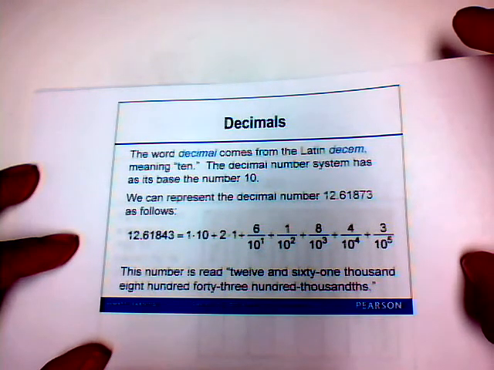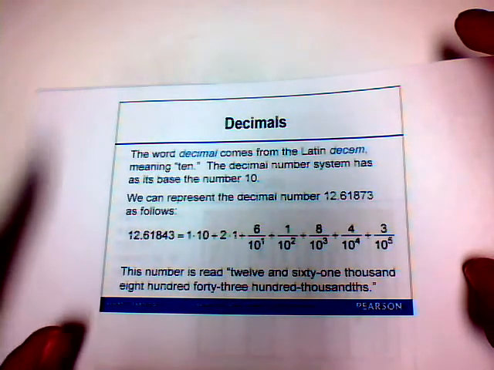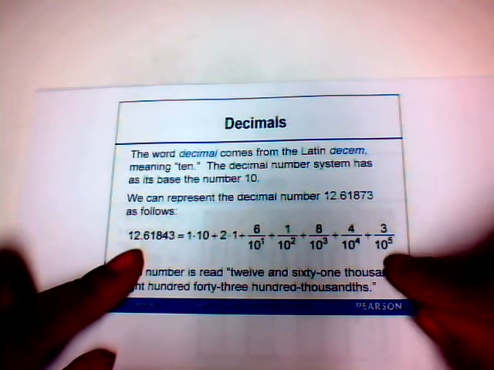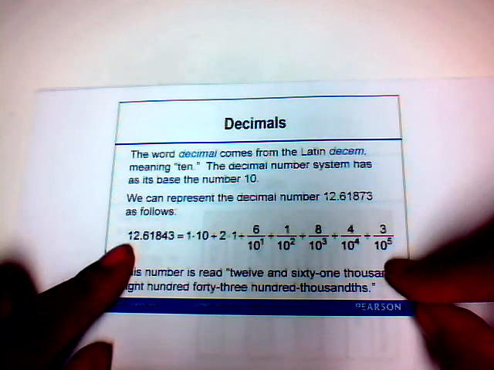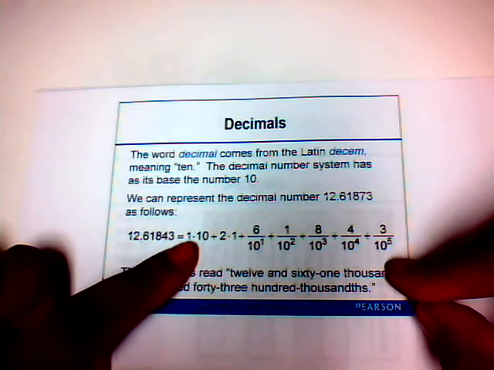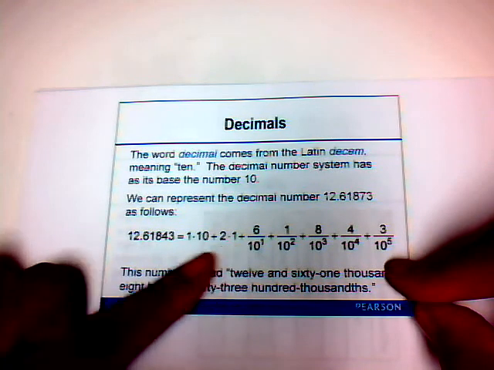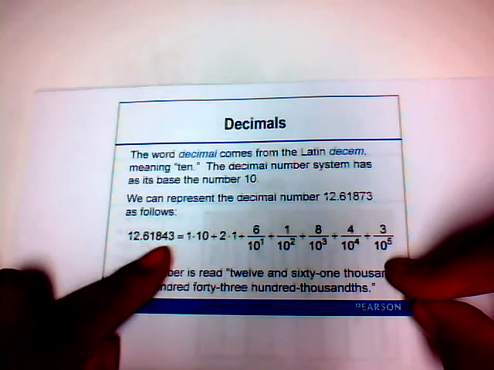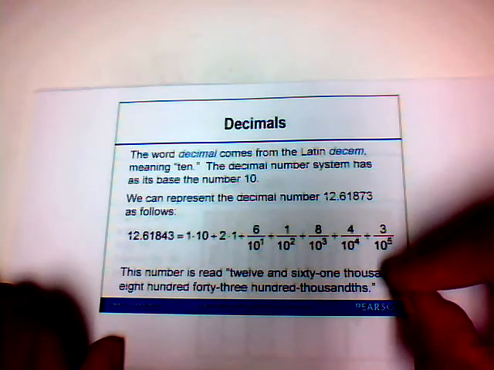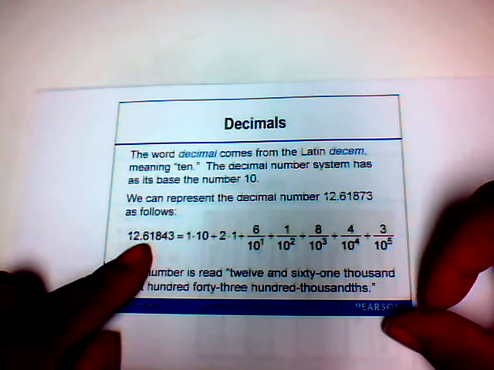Now we can represent the number 12.61873 as follows. And this is how we represent that number. It's called expanded notation. Here the 1 is going to be in the tens place, so that's 1 times 10. The 2 is in the ones place, so that's 2 times 1. Now the decimal point means that any number that's after the decimal point is a fractional part of the power of 10.